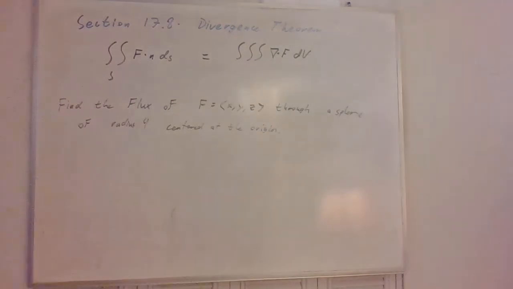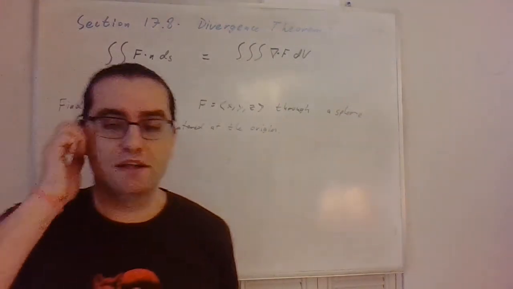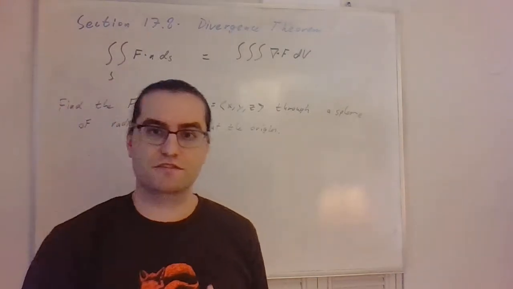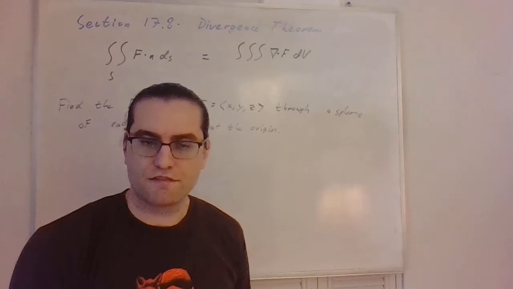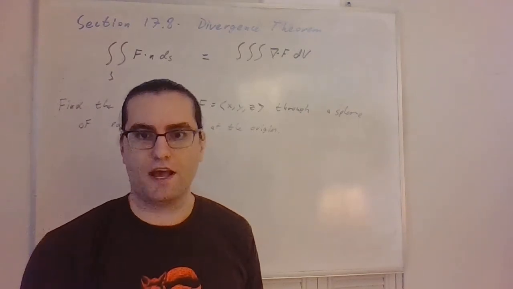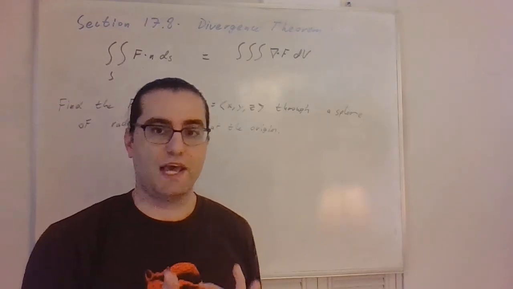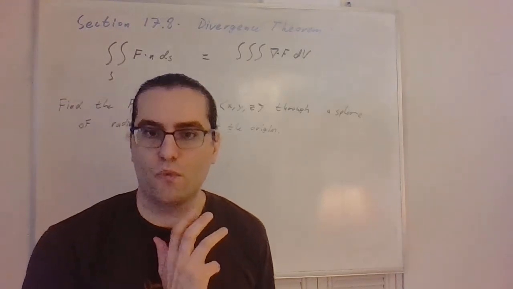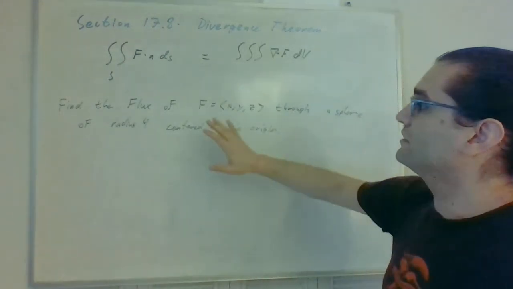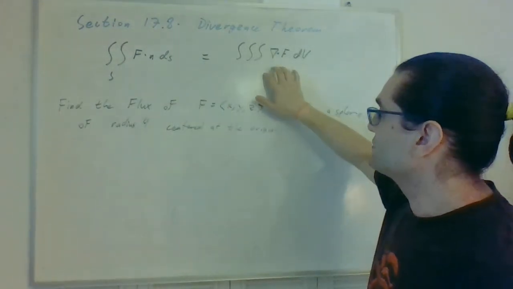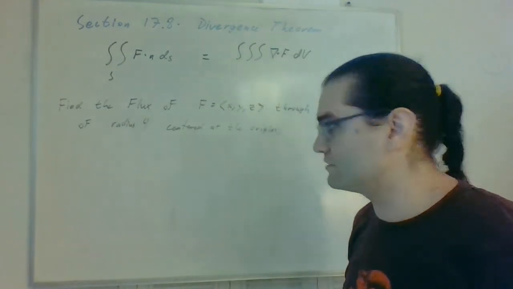Hopefully we all remember the end of 17.6 where we did the flux through a half sphere, and the parameterization of that half sphere was horrifying, and doing the cross product of those partial derivatives took like 10 minutes. We're not going to do that again. We're just going to use the divergence theorem because we have a full sphere now. So it's an enclosed space, and we can use the divergence theorem.